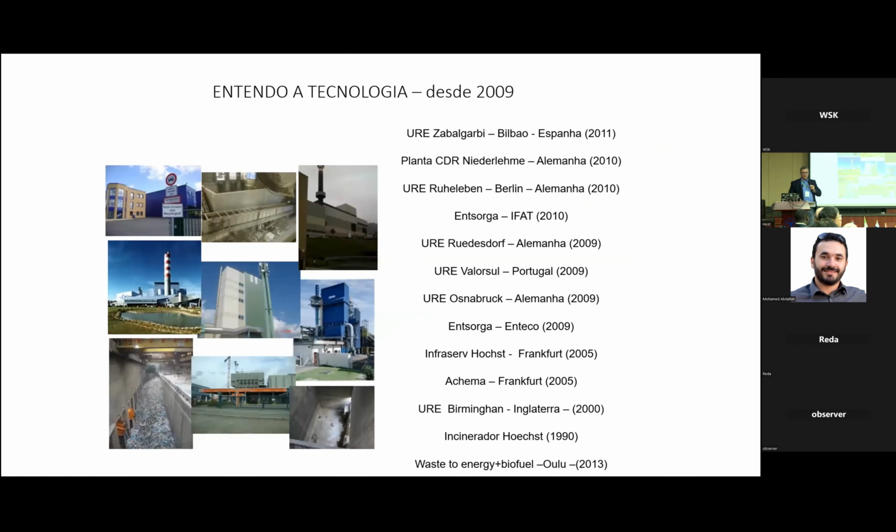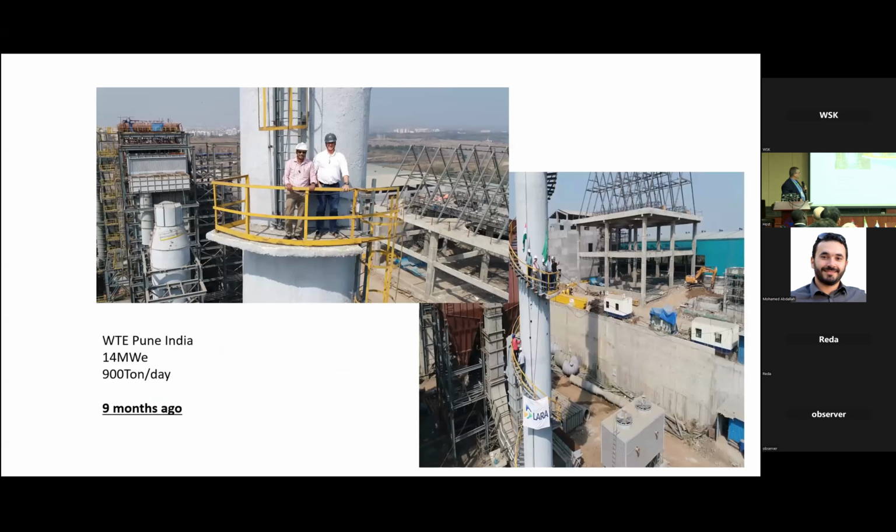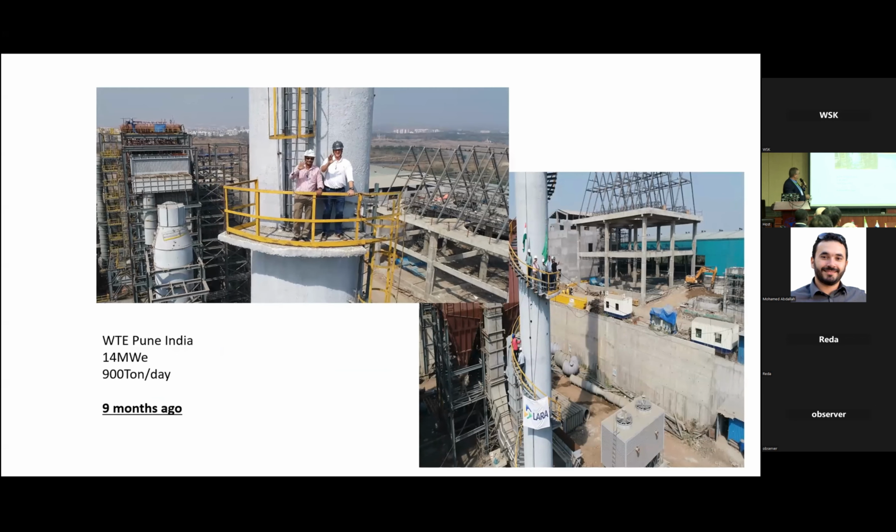So when LARA decided to go forward with a new technology, we started to visit many plants around the world. We talked with different technology suppliers, EPC companies, and so on. We also joined with a partner in India as an investor in one of the plants. That plant is called Pune, which was already mentioned by our colleague here.